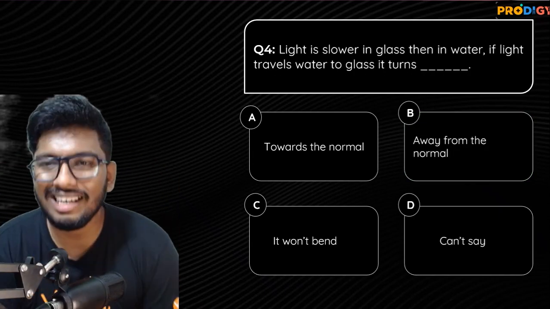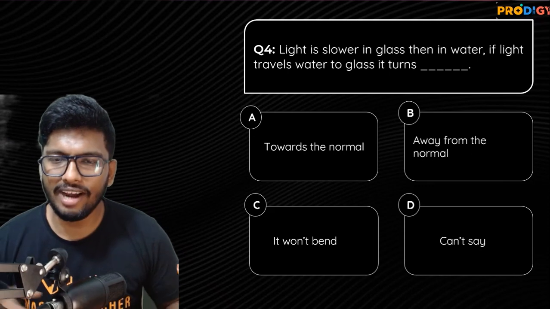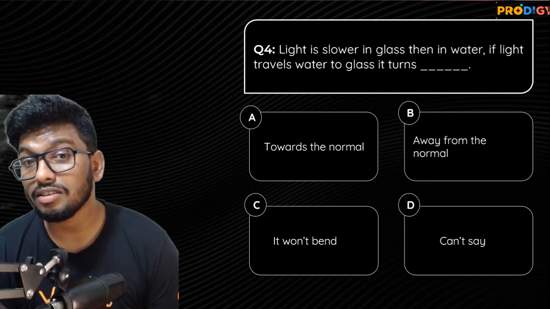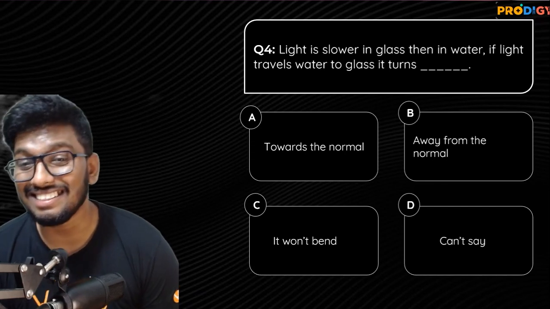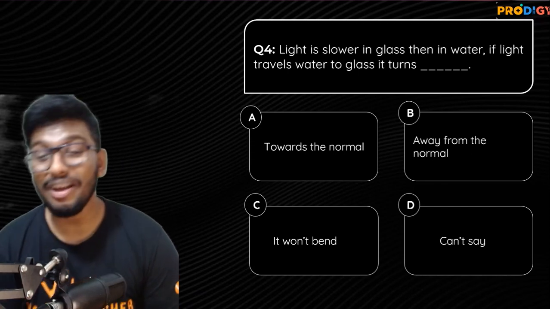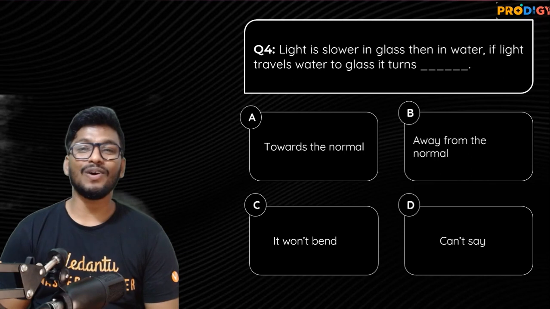Next question, people. Here's another one. Light is slower in glass than in water. Fact. If light travels from water to glass, does it turn towards the normal, away from the normal, won't it bend at all, or can't say?